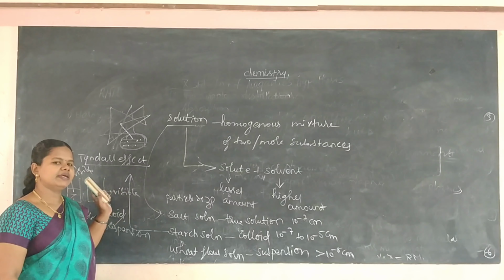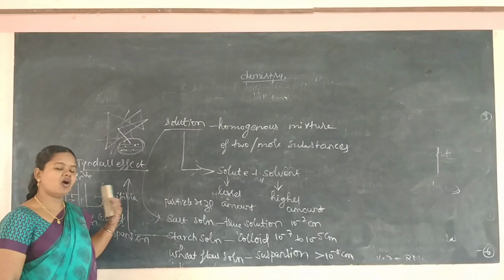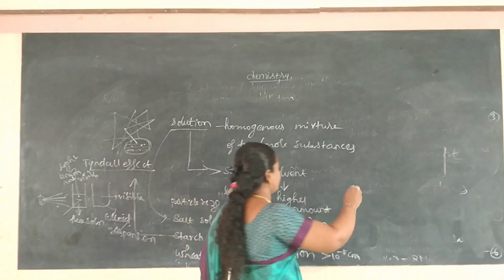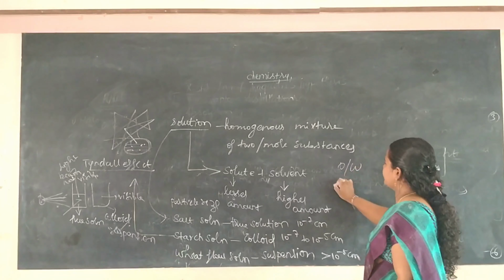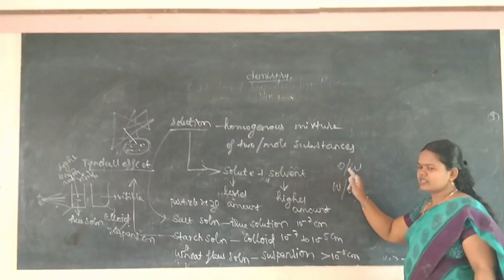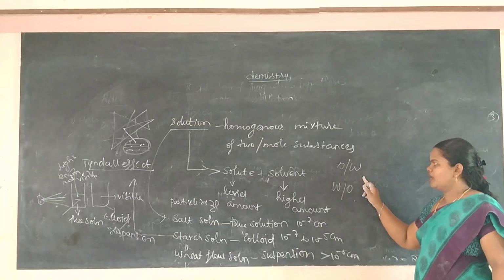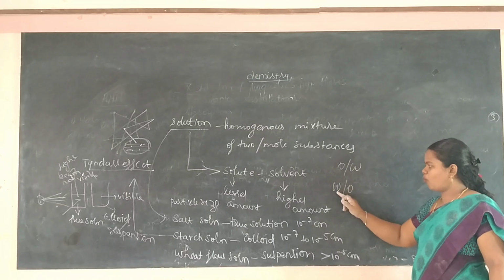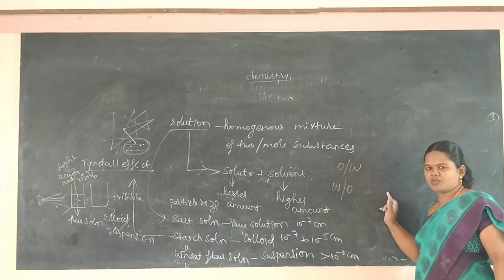Okay, and another one is emulsion. The emulsion is nothing but oil dispersed in water. There are two types of emulsion, O by W and W by O. When oil is dispersed in water, it is known as what? Emulsion. And water dispersed in oil is another type of emulsion.